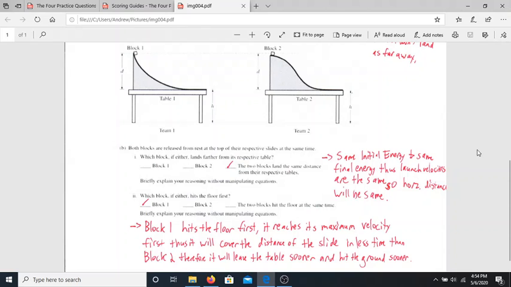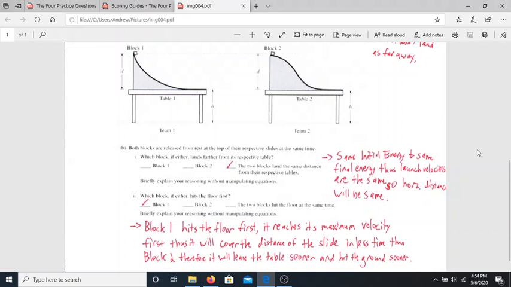All right. If we look at the two blocks, when I let go of them, block 2's slope is gentle, so it's not moving super fast in the first part. Block 1, on the other hand, has a very steep slope to begin with, so it's going to start moving very quickly early on. That means block 1 will be able to cover more distance in less time because it's already moving faster than block 2.